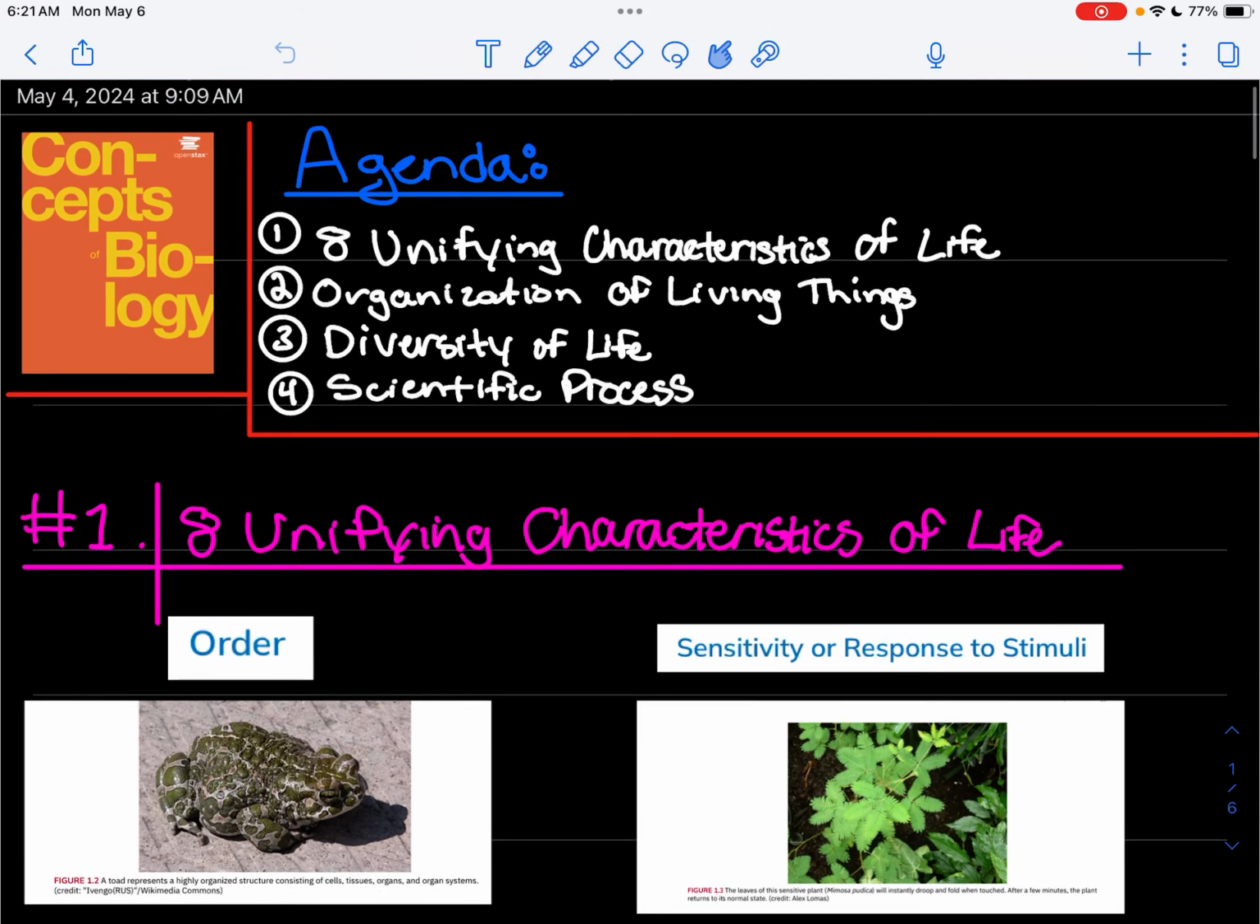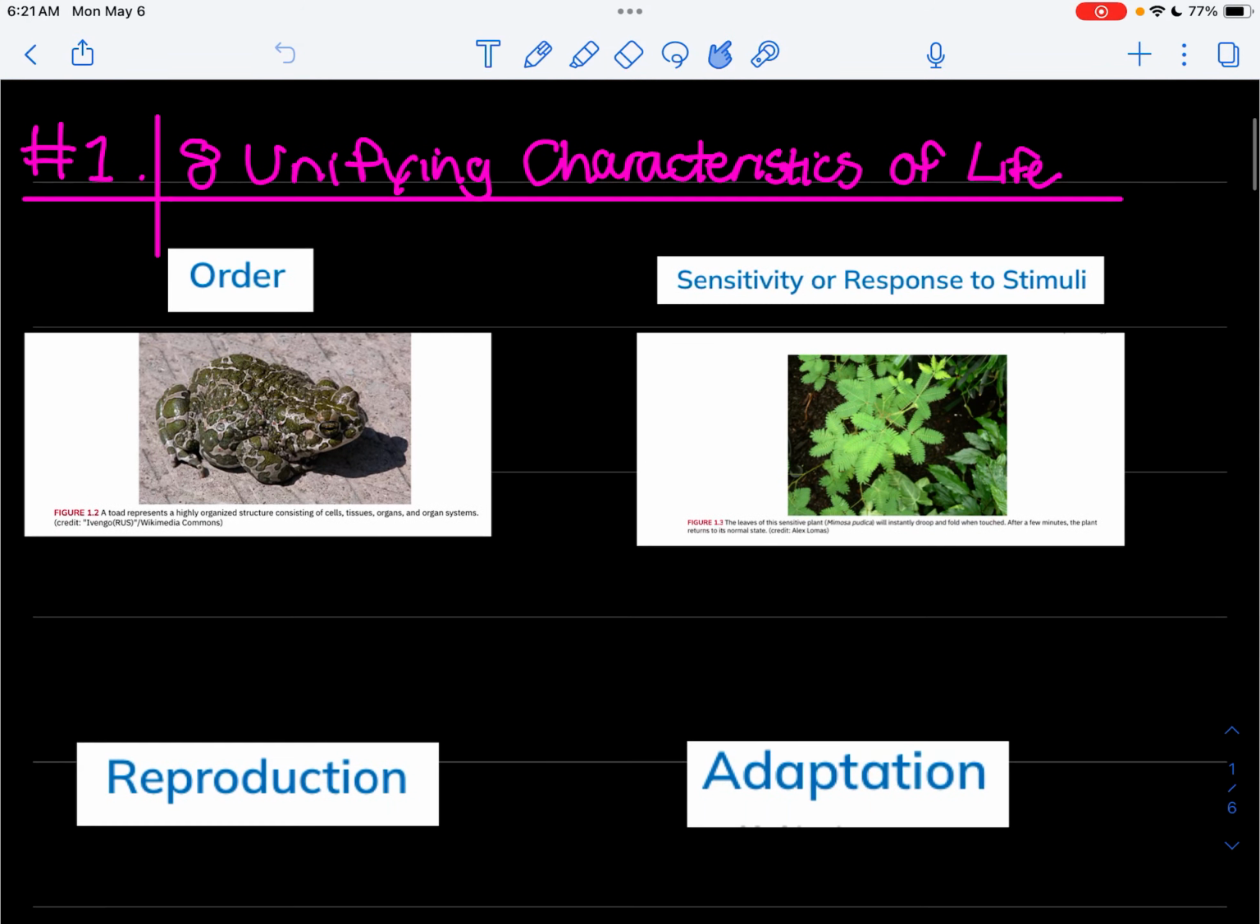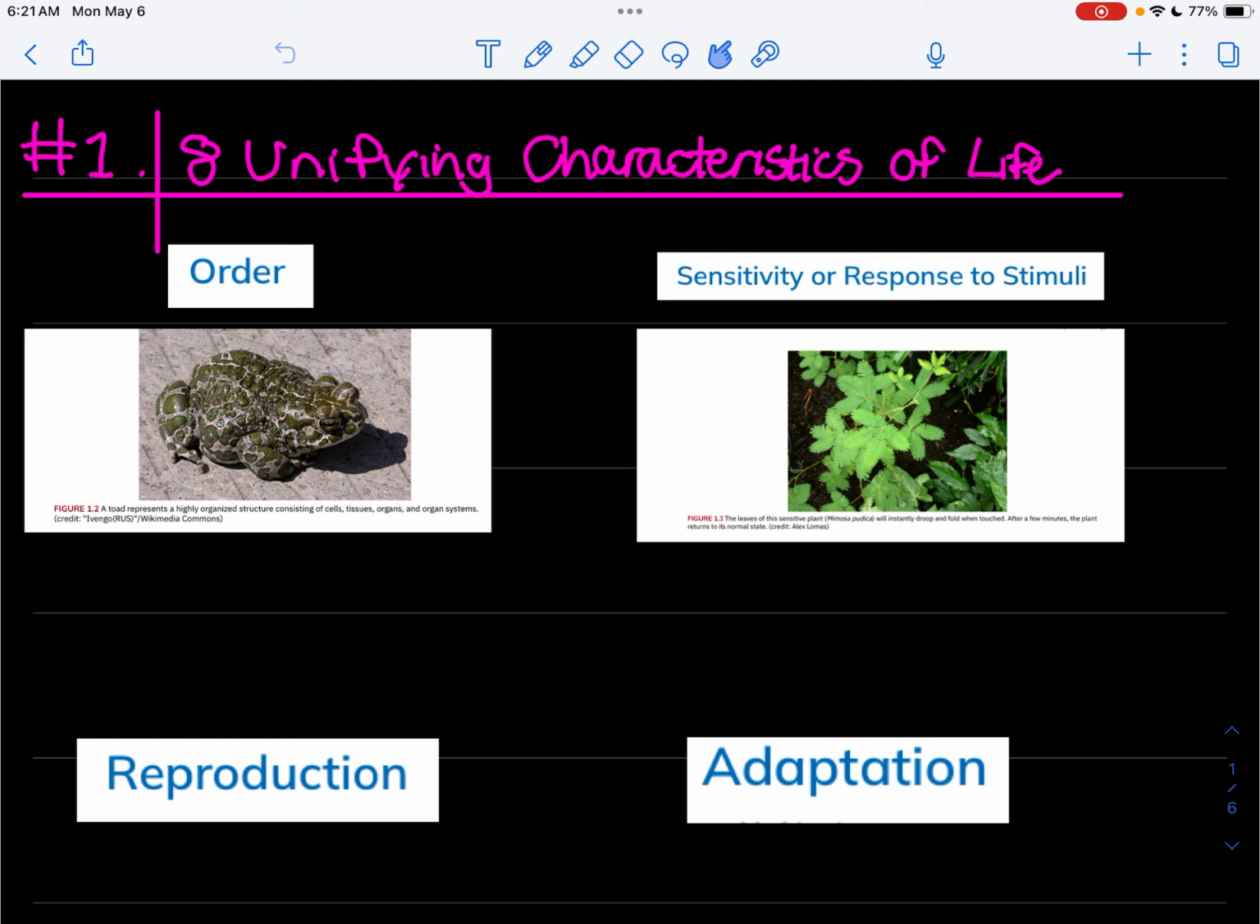Okay, so our first topic is the 8 unifying characteristics of life. So characteristic number 1, and like I said, these are the 8 criteria that organisms need to meet to be considered living. So number 1 is order. And as you can see here, the picture description says a toad represents a highly ordered structure consisting of cells, tissues, organs, and organ systems.